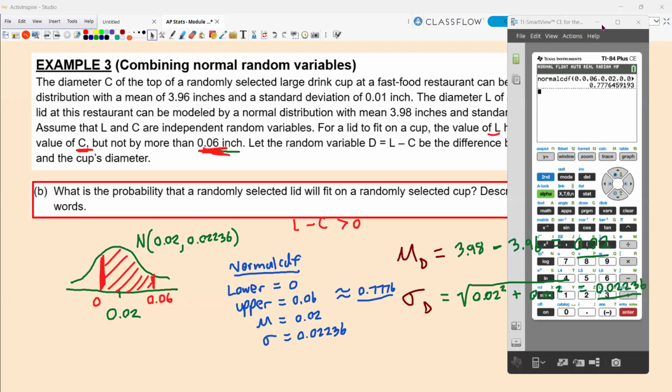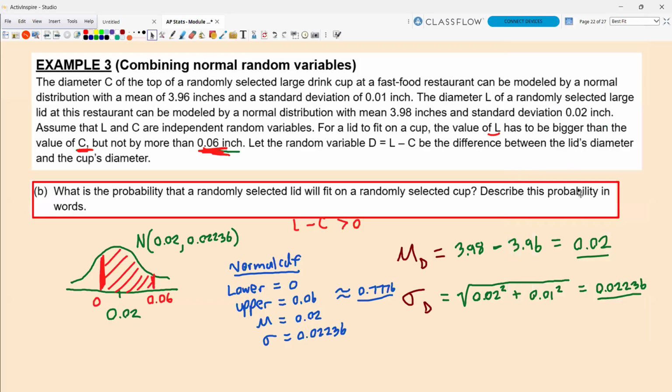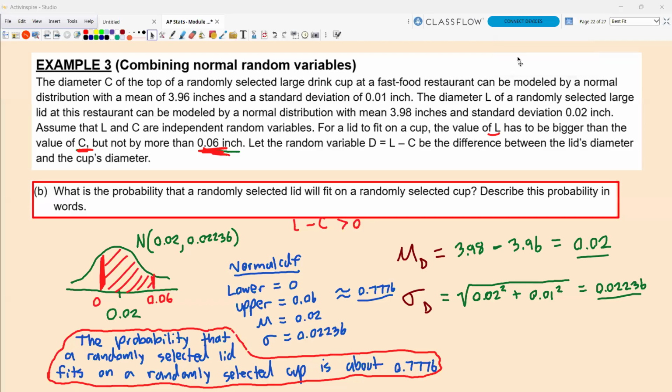Now, the answer to this question wants you to describe this probability in words. So remember that this is describing the probability that the lid difference is going to be between 0 inches and 0.06 inches. In other words, the probability that this lid's going to fit on the cup. So let's write that out. I would say the probability that a randomly selected lid fits on a randomly selected cup is about 0.776, or 77.76%.